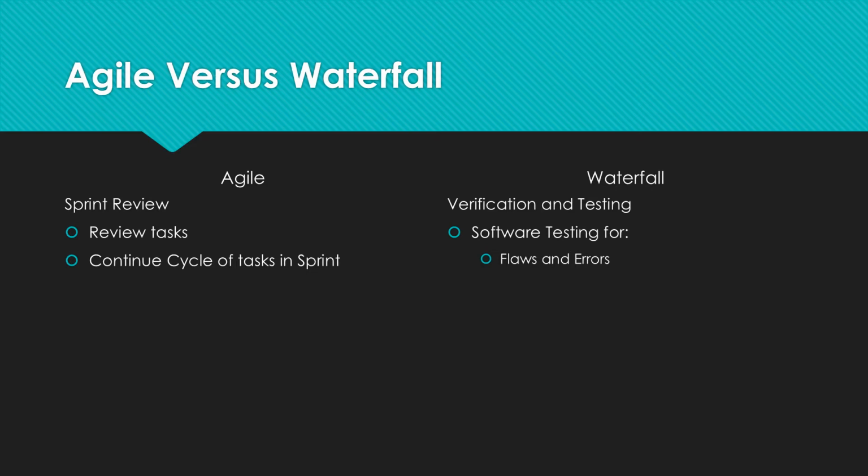In the Waterfall process, the next phase is verification and testing. This is where the software is sent out for testing. They are looking for flaws or errors within the software itself, and an initial setup may be done with someone within the software project management team.